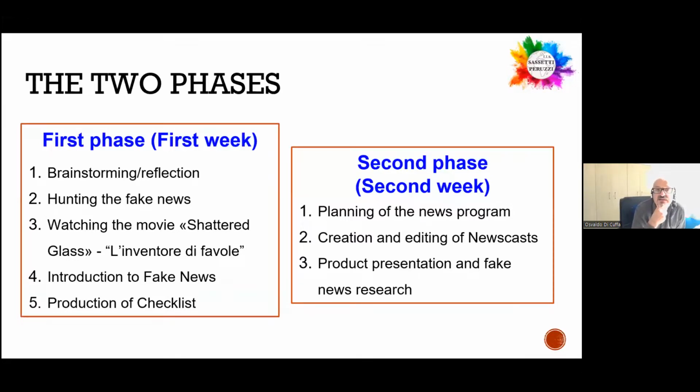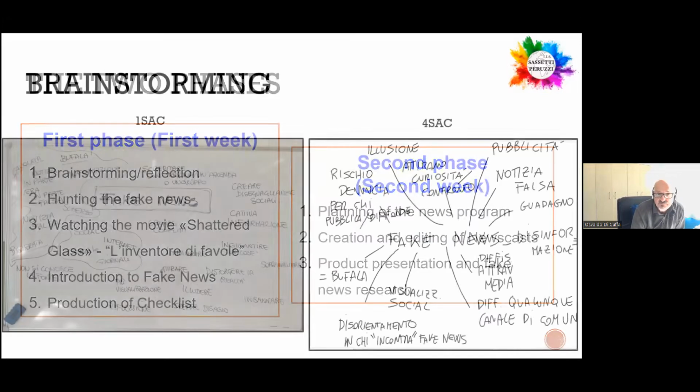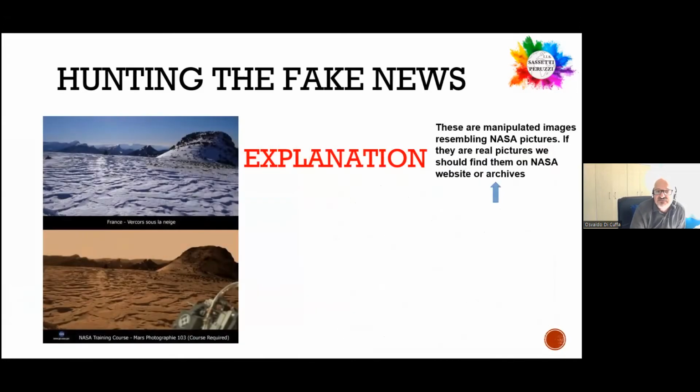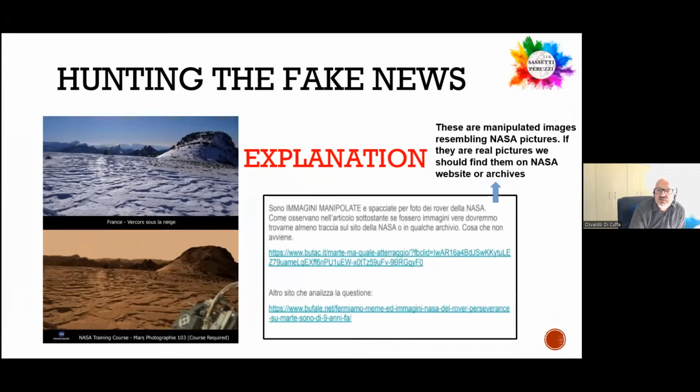The second phase was an activity one in which they were involved in the production of fake news by the creation of a newscast, a news program made only of fake news. So these are the phases of the project, of the activity.